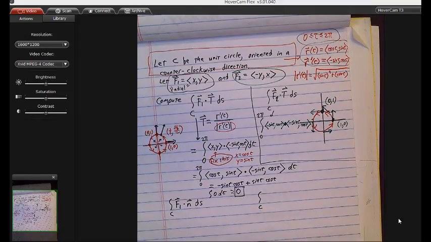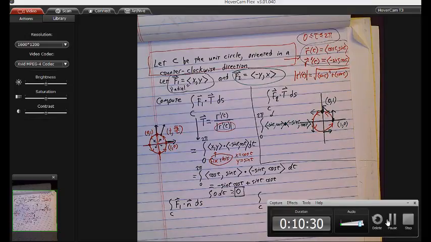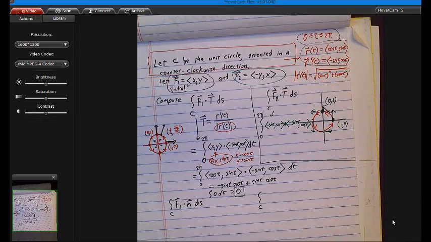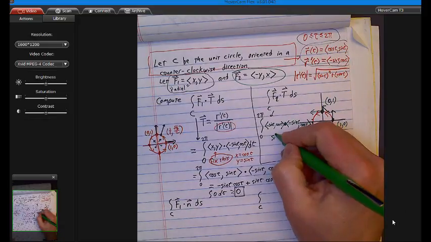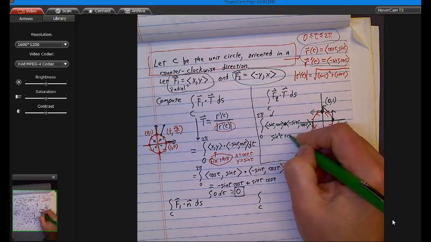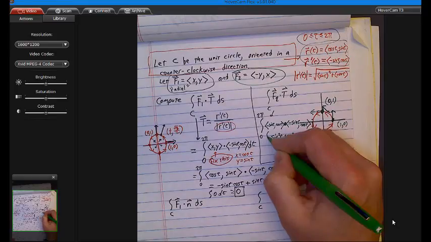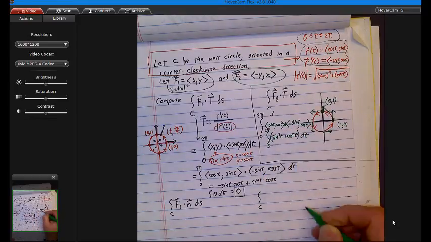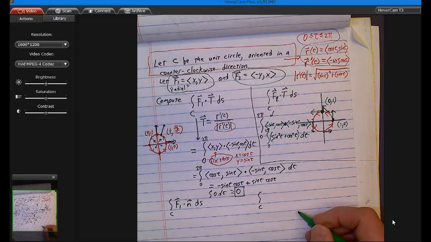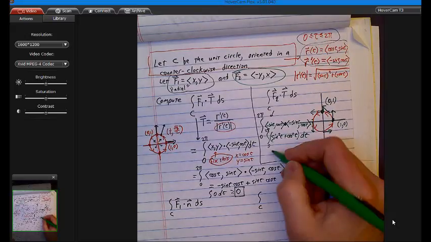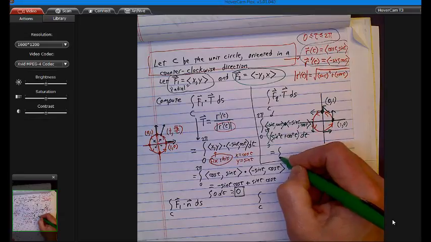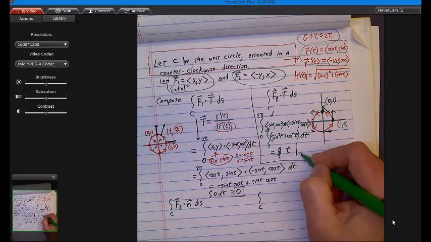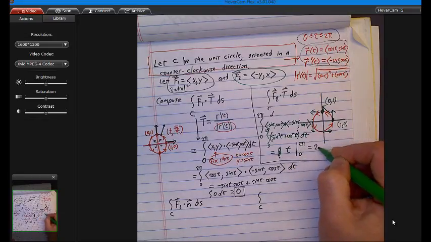Question? Hold on, I skipped steps. Am I going too fast? So what do we get? 1, because you get sine squared plus cosine squared. So we're going to integrate from 0 to 2 pi 1 dt. And so what do you get? 2 pi, because you get t, and so you get 2 pi.